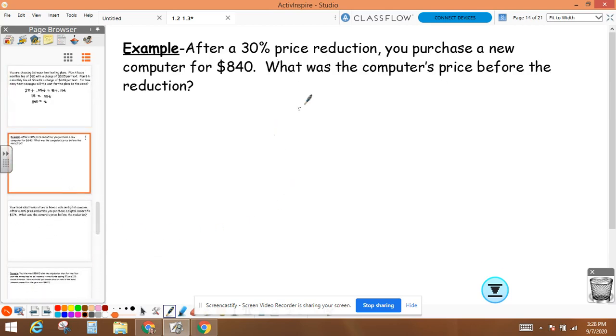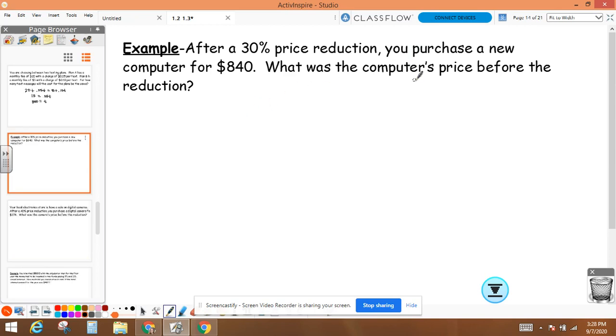Okay, so this is probably the hardest one. No, I think it's the next one that's the hardest one, sorry. After a 30% price reduction, you purchased a new computer for $840. What was the computer's price before the reduction? All right, so you saved 30%. Okay, so the cost of the computer minus 30% of the cost of the computer is equal to $840.